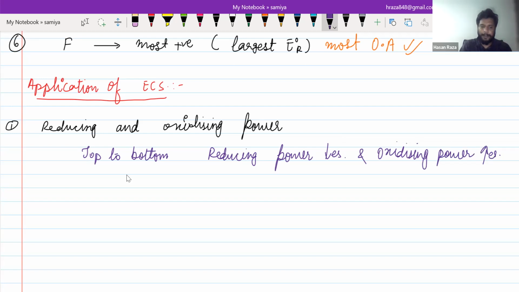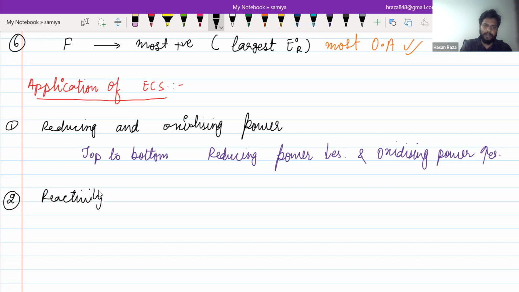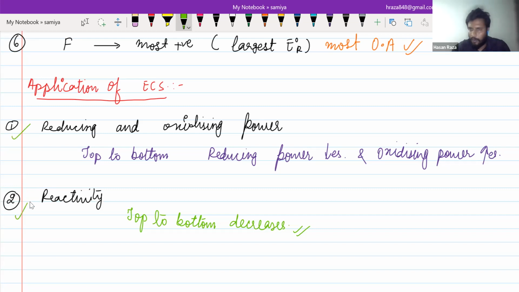Rim, Darshan, Samia, please do speak up. Yeah, sir. Okay. Now, when we talk about reactivity, always remember that from top to bottom in ECS, reactivity decreases. Please write this. There are two applications. There will be more applications also, but these two are important. Please write it. Then after, we will talk about metal displacement and non-metal displacement.